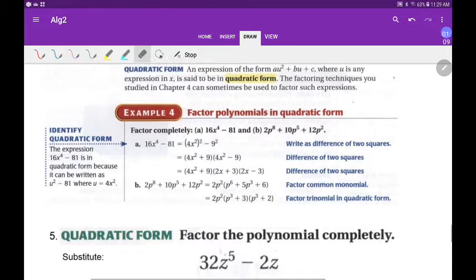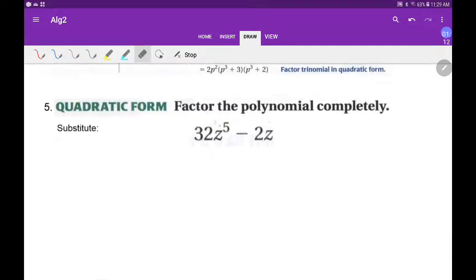Anyhow, let's go ahead and see what we can do. We'll take a z. Oh, and we can take a 2 out of both of those as well, right? So we'll say 2z out of 32z to the 5th. That's 16z to the 4th. Minus, the 2z is gone, so I have a 1.